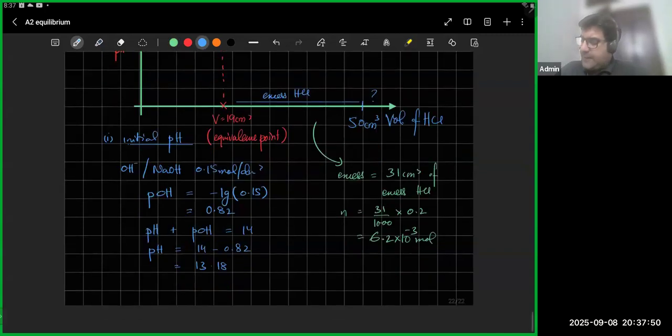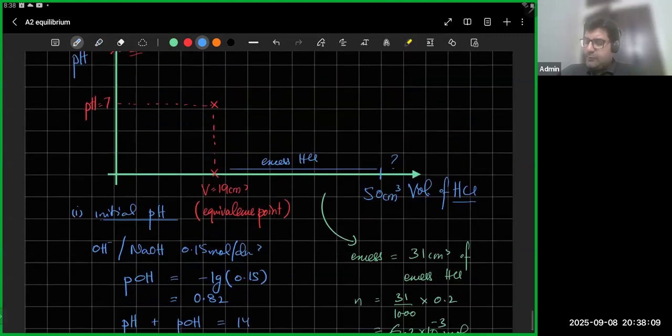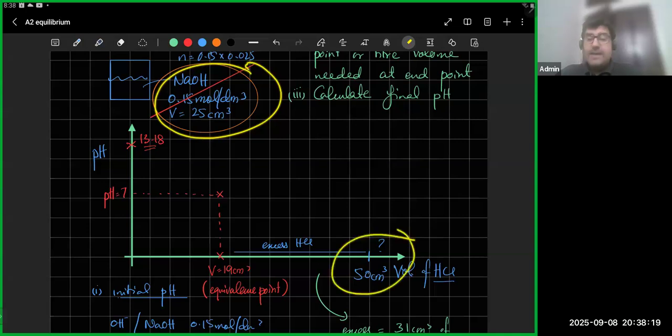Now, I also need to find the concentration of this excess HCl because eventually I would need to find the pH, right? And remember, since it's HCl, the HCl and H plus concentration would be exactly the same. So the moles of this HCl will be divided by the volume of the solution. The volume of the solution is 75 cm cube because you had 25 cm cube of NaOH already in the flask, and from the top, you're adding 50 more aqueous solution of HCl, right?